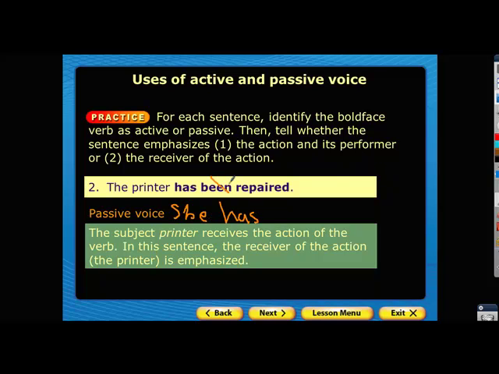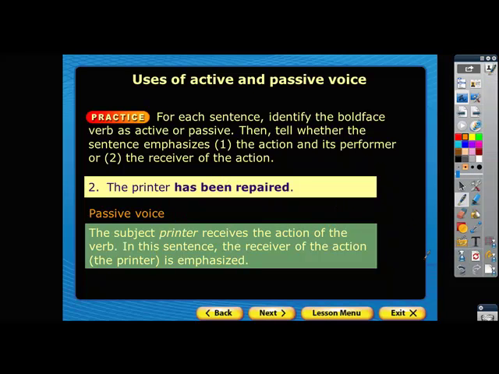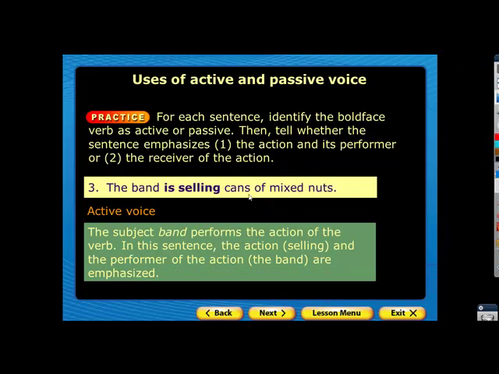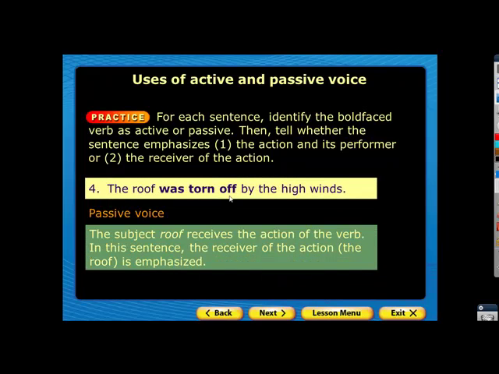Yes. I don't need verb to be now. The past participle of the main verb, yes, repaired the printer. Okay? Simple, right? Let's move to the next one. The band is selling cans of mixed nuts. Okay, here I'm focusing on the band and their action of selling. I don't focus on the rest. The roof was torn off by the high winds. The high winds have torn off the roof.